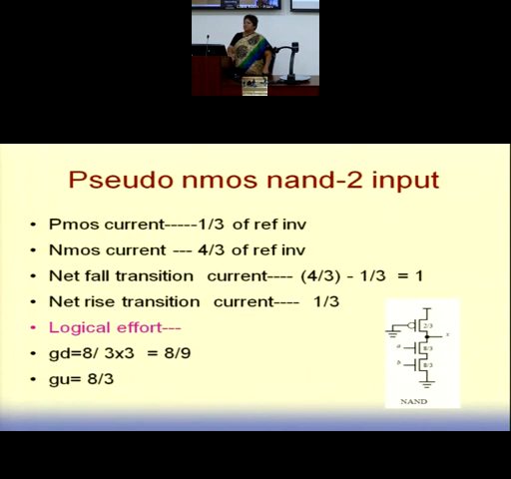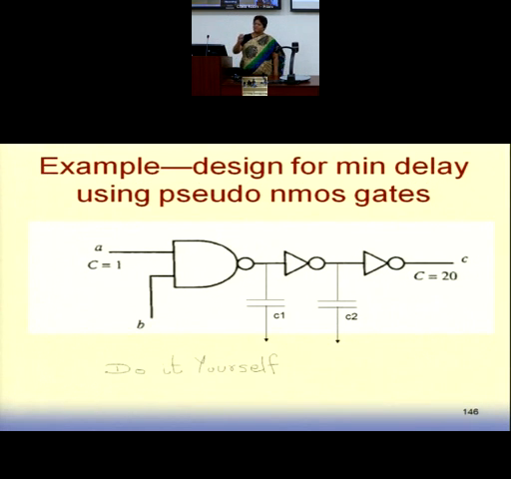Once you know how to compute the G values, all the rest of the process remains the same. Find out the path effort, the best path effort, the best stage effort condition, the minimum delay condition, and use all these values as they are. Then apply logical effort to compute the delay of any pseudo NMOS gate chain. Maybe the same example that we were taking for skewed gates, we can take it here. Just replace every gate by a pseudo gate.